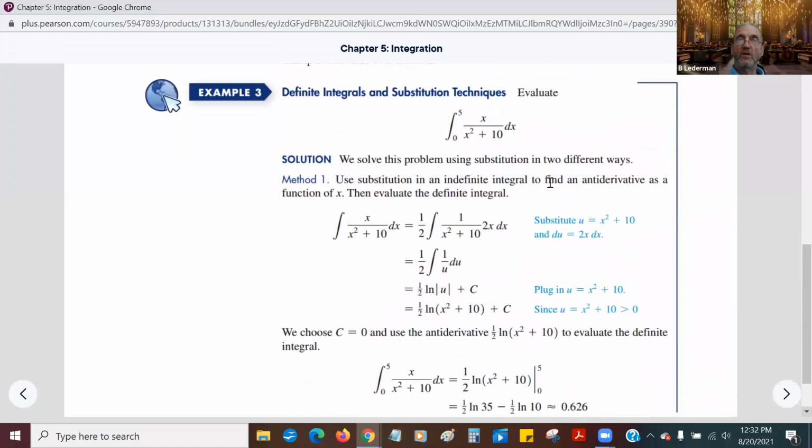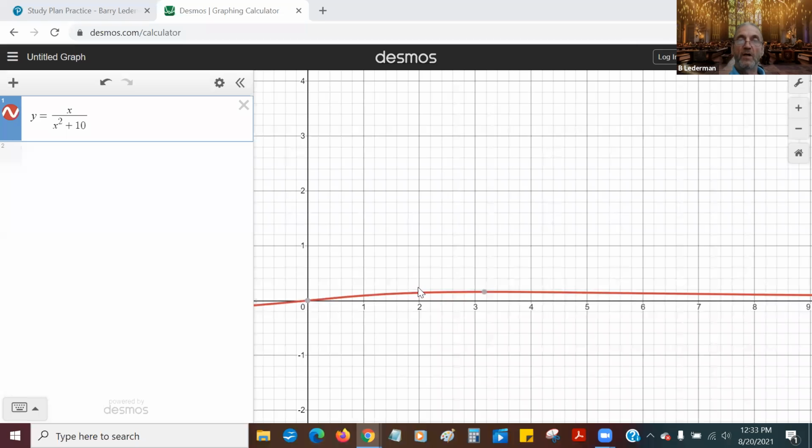Here's another weird, funky curve. Y equals x over x squared plus 10. Now all we got to do is take the antiderivative. This red line is what the function looks like. So we want the area from 0 up to x equals 5. This little area, this sort of thin horizontal area up there, that's what we want, and that's what we're going to do.